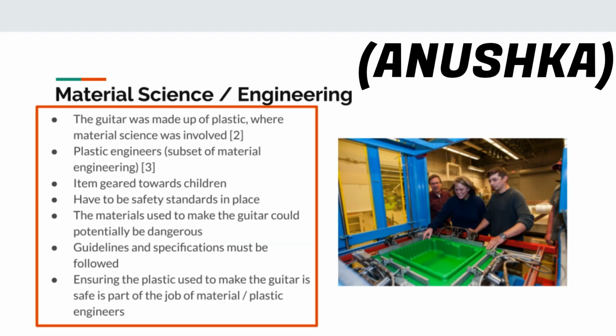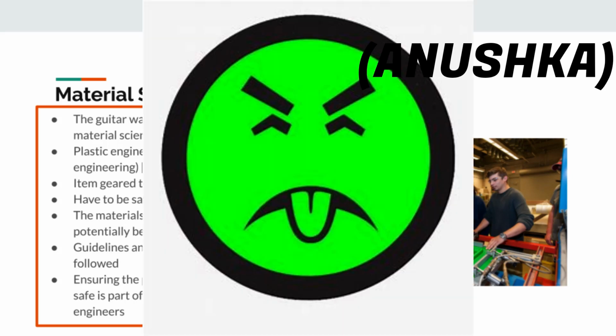Another engineering field that was involved in producing this toy guitar is material science and engineering. More specifically, plastic engineering, which is a subset of material engineering, was also involved in the making of this guitar. As we mentioned before, this item is geared towards children, and in the past, there weren't many safety regulations and guidelines in place regarding safety in children's toys, and because of that, a lot of children were affected by high amounts of lead poisoning and high amounts of other dangerous substances in toys.